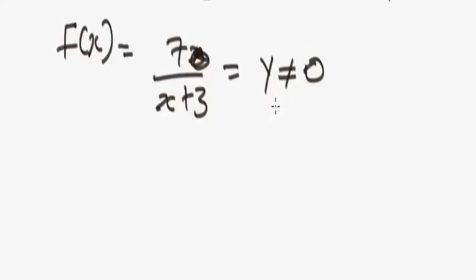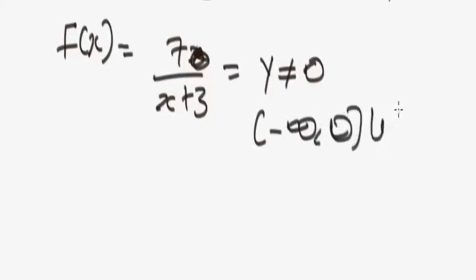So to represent it in interval notation, this is how you do it. All real numbers from negative infinity to 0, but not including 0, union values from 0 to positive infinity, but not including 0. So that will be the range of this function. So let's wipe this now and solve another problem.